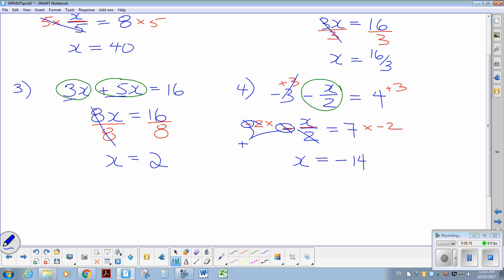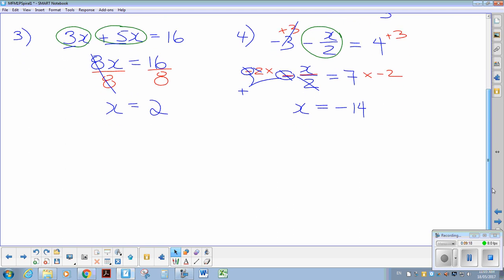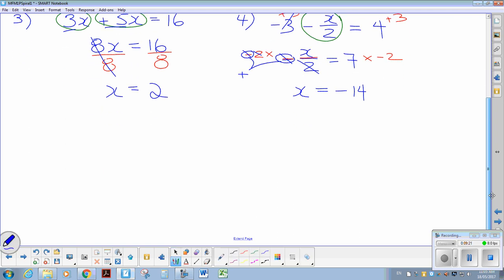All right. I'll do one more like that. If you don't have enough space, that's fine. You can just follow along with the lesson here. So what happens for example number 5 if I have 5 minus 3x equals, let's go with 9.